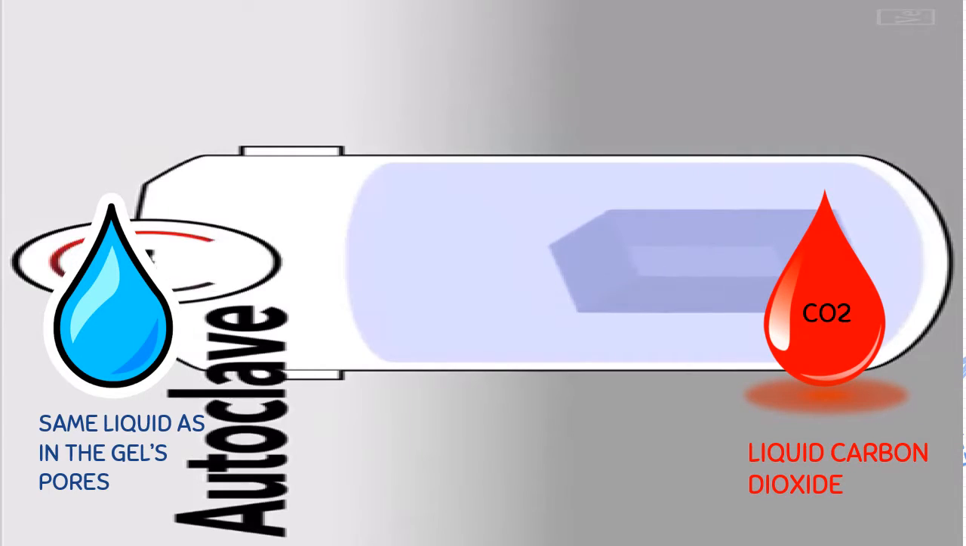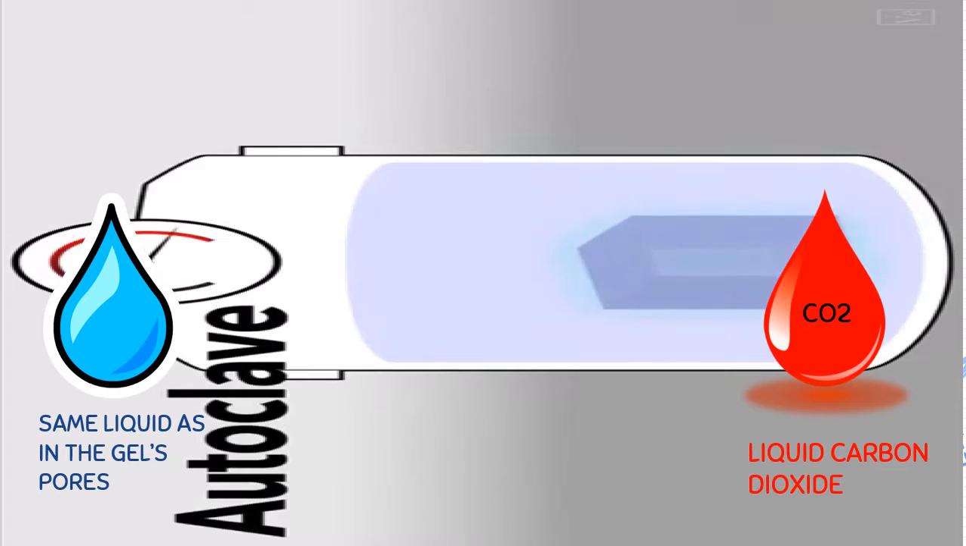The third and final step, the gel is supercritically dried in a pressure vessel one of two ways. The first one, the gel is placed in a pressure vessel filled about halfway with the same liquid held in its pores. The vessel is then sealed, heated past its critical temperature and pressure, and then is isothermally depressurized to give aerogel.